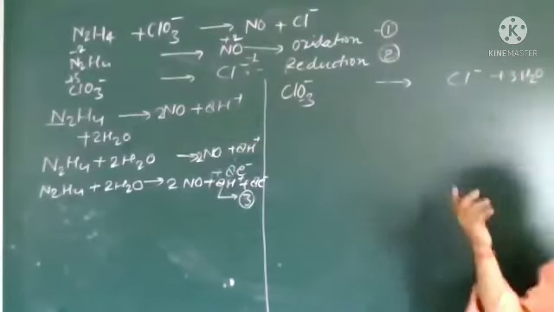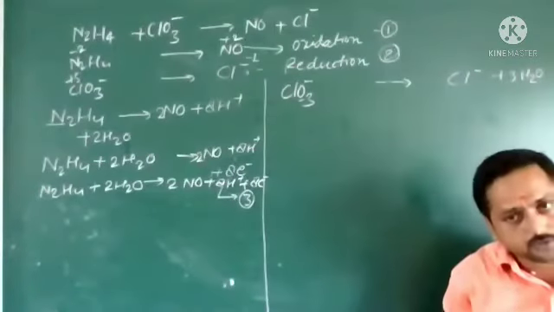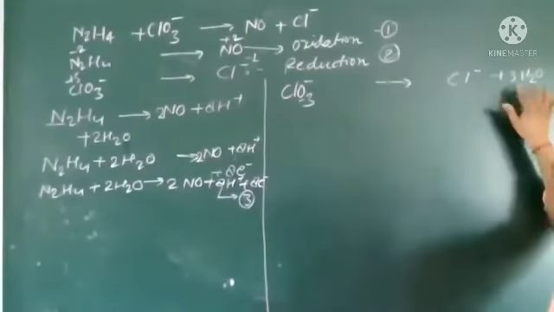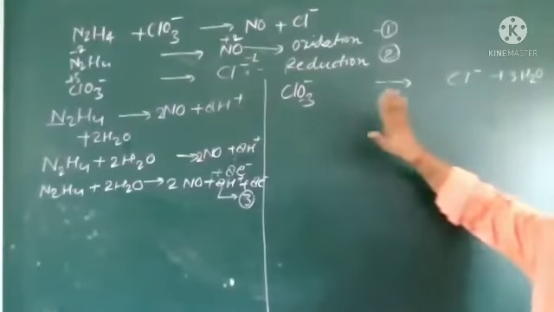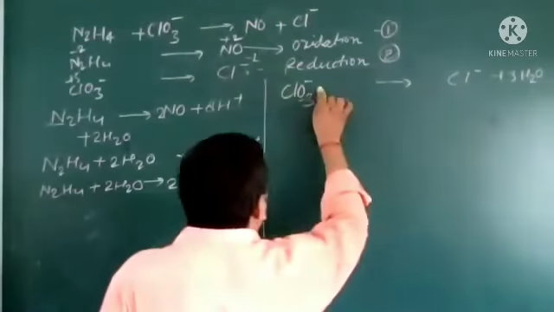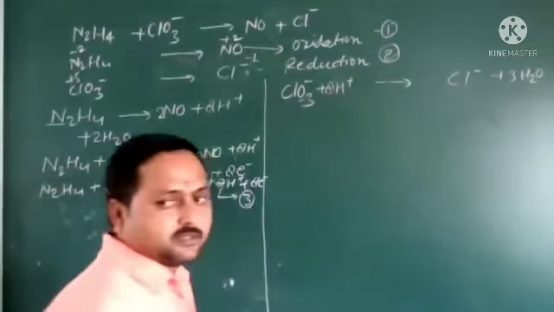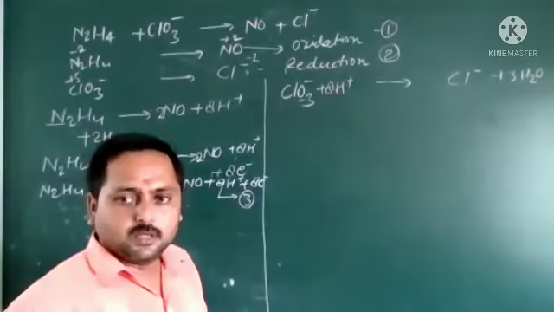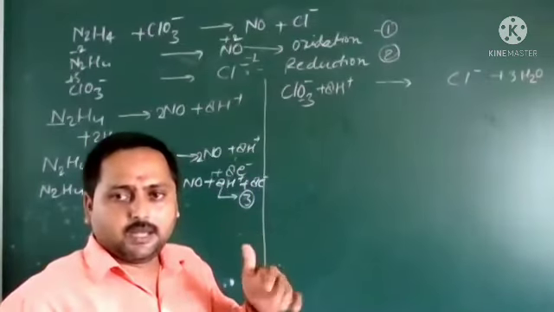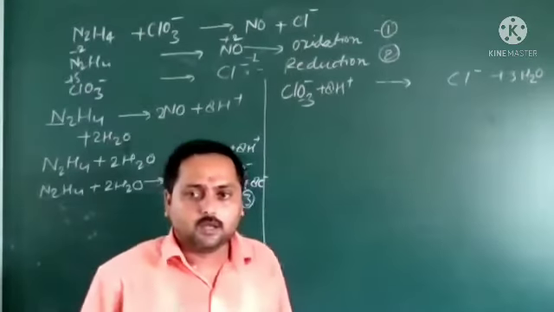And now hydrogen, this side and that side, so we have to balance hydrogen also. How many hydrogens are on this side? Total hydrogen is 6, and this side has no hydrogen. What can be done? 8 hydrogens plus can be added. Got it? Till here, clear? Just thumb up if it is clear. Raise your hand, so I will understand.